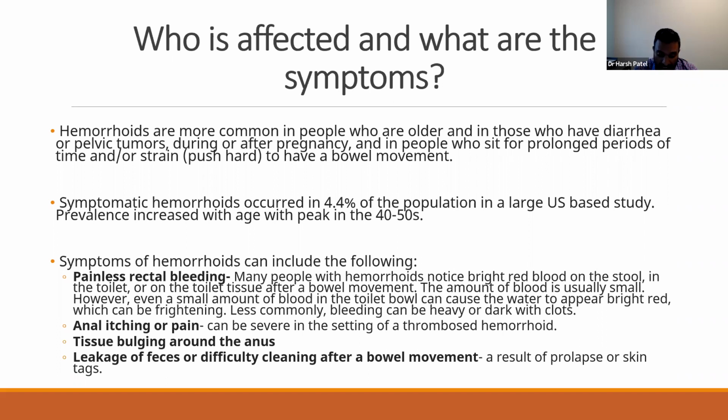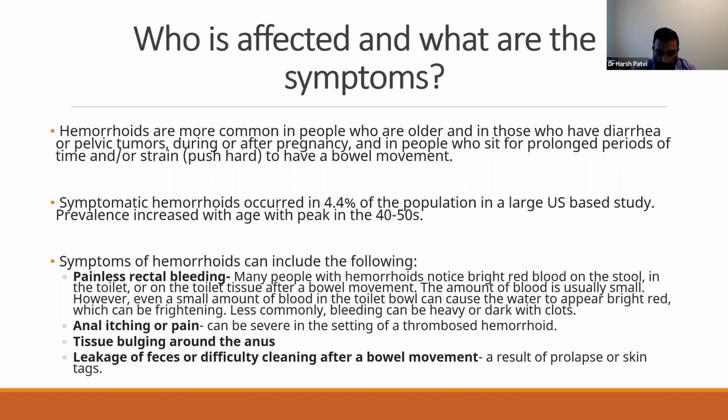So sometimes, but rarely, hemorrhoidal bleeding can result in dark stool, usually when there's a large amount of bleeding and a lot of clotting. Anal itching and pain is usually pretty common from hemorrhoids, but pain is more severe with thrombosed hemorrhoids. And we'll go into the treatment options for thrombosed hemorrhoids.